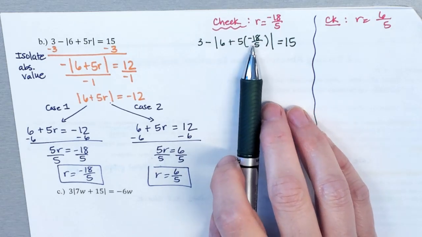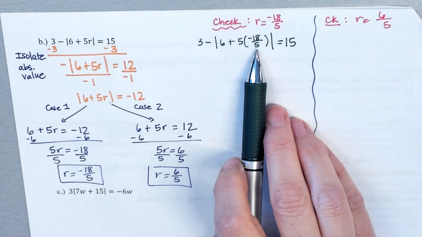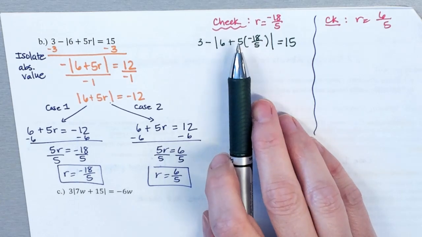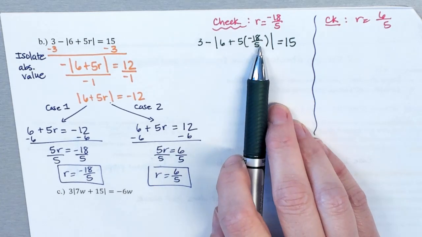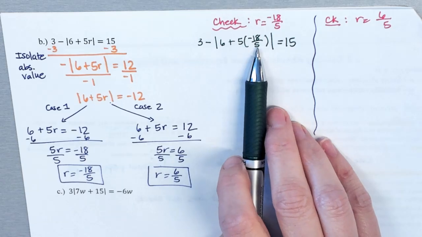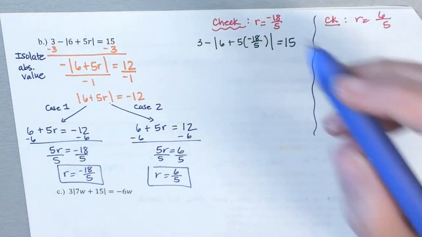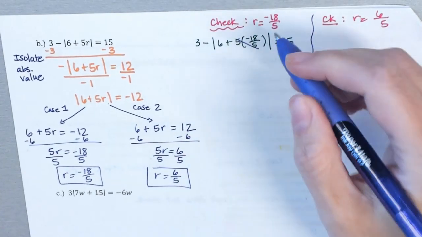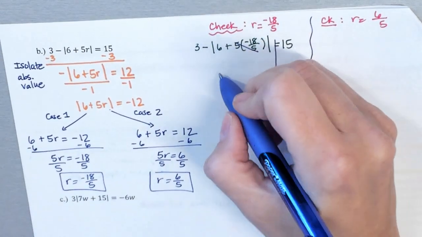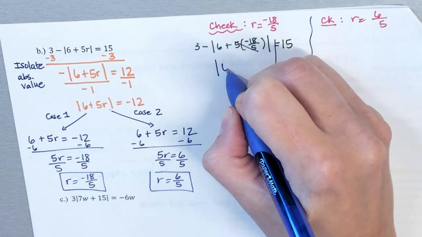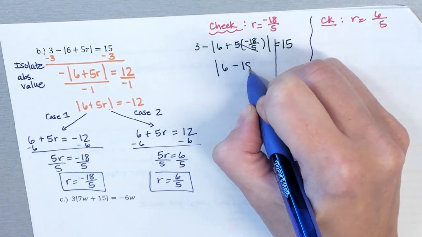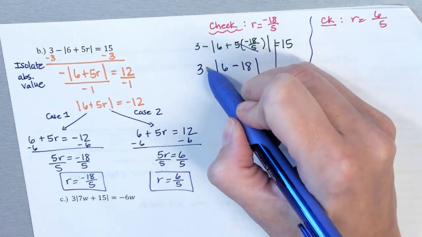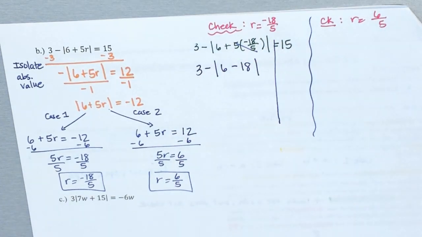Now, when you're doing this, don't multiply by 5 and then divide by 5. What happens if you multiply something by 5 and then divide it by 5? What's 5 divided by 5? 1, right? So 1 times negative 18 is negative 18. That is what you're left with. So this is going to be 6 minus 18 inside the absolute value, and then you still have the 3 minus out in front.